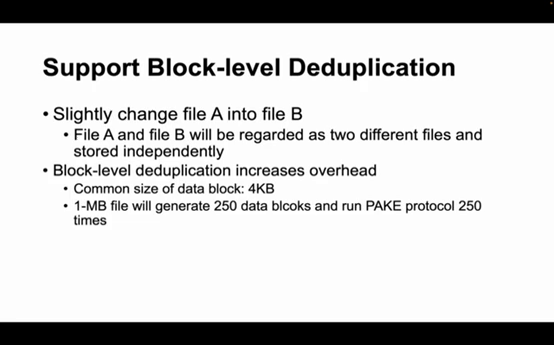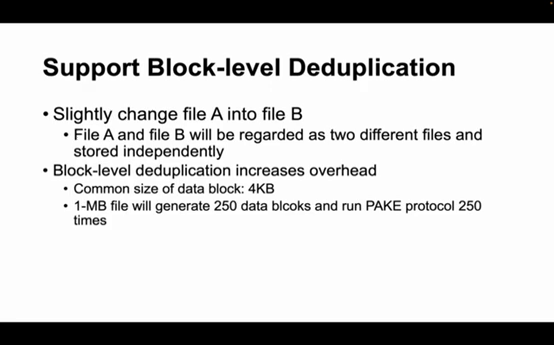The next one is to support block-level deduplication. This method generally applies to file-level deduplication, which means it can only detect totally identical files. For example, user A uploads file A to the cloud, and then user B slightly changes file A into file B, and uploads file B to the cloud. File A and file B are highly similar, but will be regarded as two different files and stored independently.